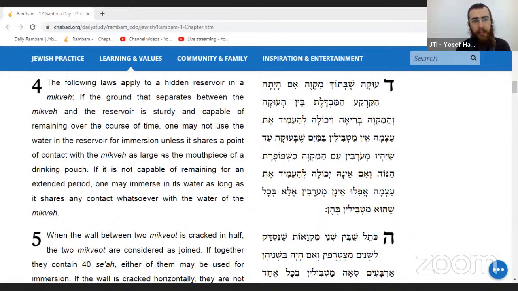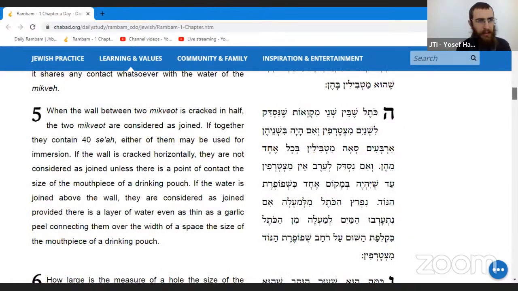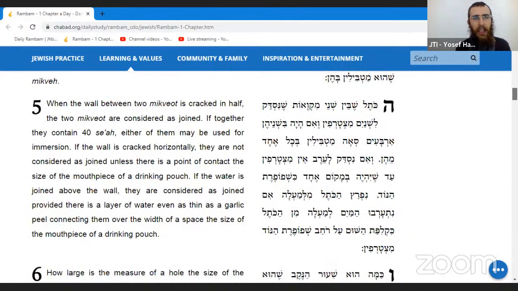Halacha number 5. When the wall between two mikvahs is cracked in half, the two mikvahs are considered as joined. So now we're addressing a different topic, which is that in order for a mikvah to be kosher, it needs to have 40 sa'ah of water. If it has less than 40 sa'ah, then it doesn't qualify. So if you had two mikvahs side by side and each had only 20 sa'ah, but there was a crack between them, they can join together.